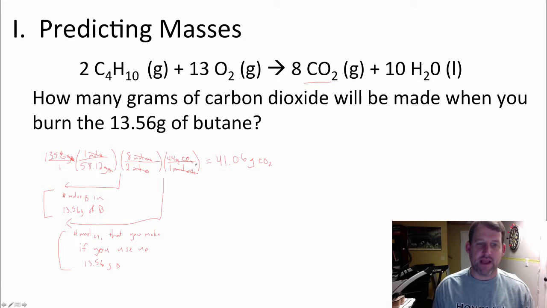Anyone can set units up so they cancel. You can learn to do that. But then to actually understand what the number means, that's the real magic of it. That's really when you understand it well. So make sure you know that. You make 41.06 grams of CO2 when you burn 13.56 grams of butane.